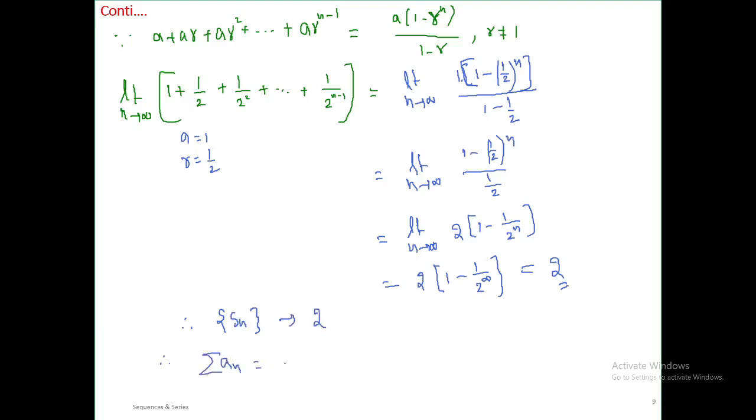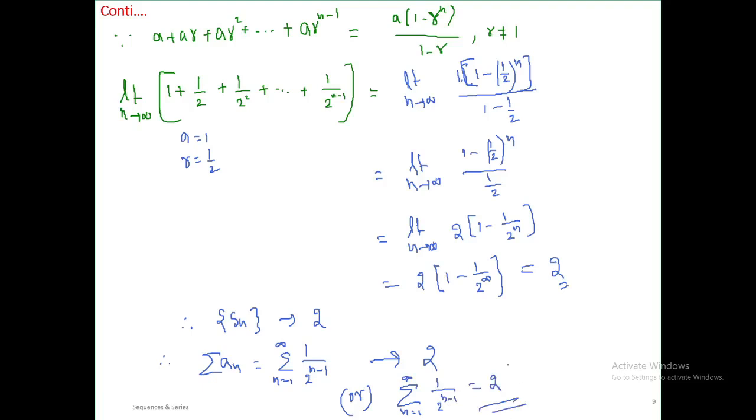What is that series an? The series 1 upon 2 raised n minus 1, where n is running from 1 to infinity, and this also converges to 2. Or simply I can write that the series, n running from 1 to infinity, of 1 over 2 raised n minus 1, is equal to 2. The sum of all the terms will be 2. So this is the conclusion.